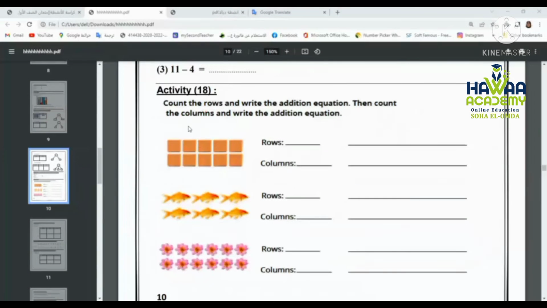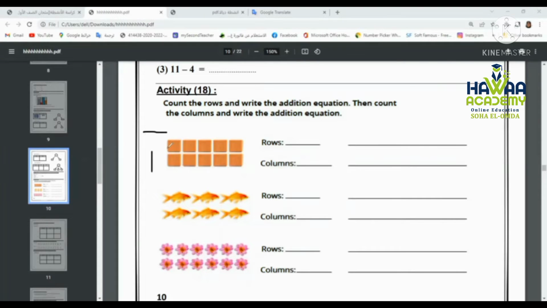Let's see. Here we want to count the rows and write the addition equation, then count the columns and write the addition equation also. It's not hard, just need a little counting. Let's see it together. Let's count the rows. Remember, here are the rows and here are the columns.